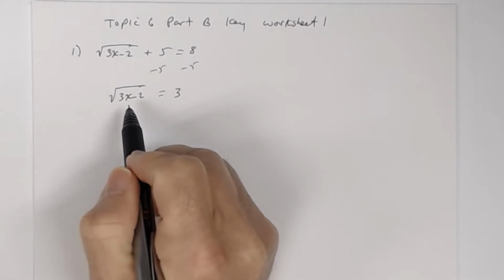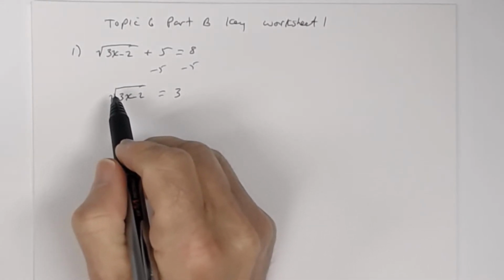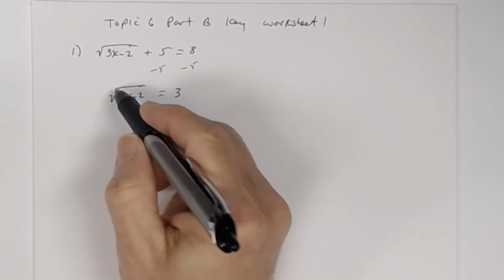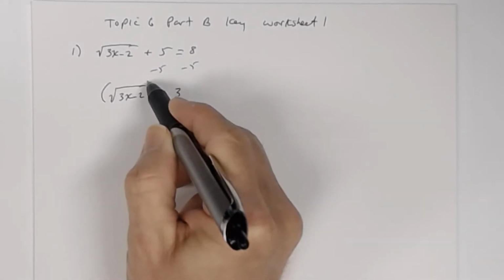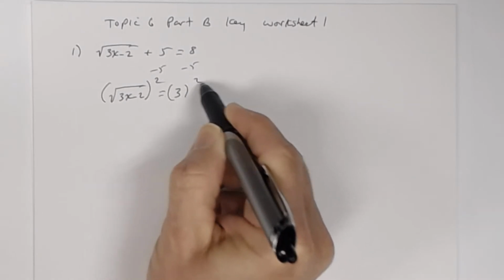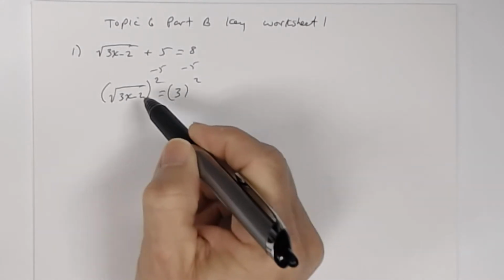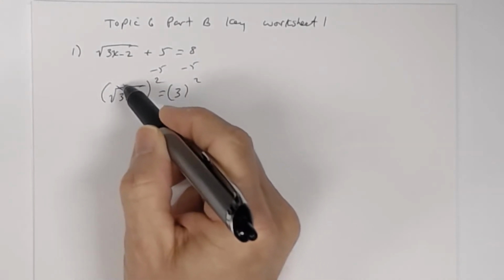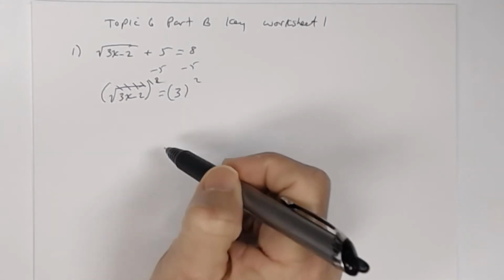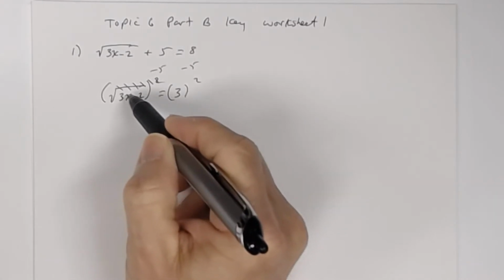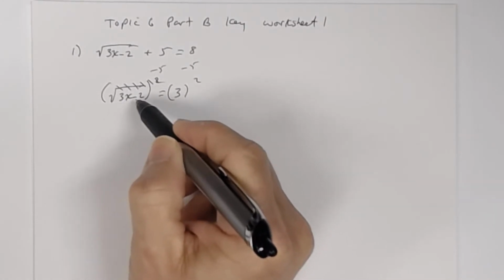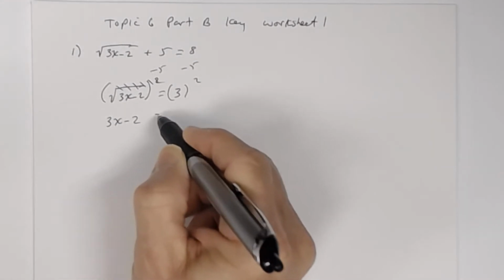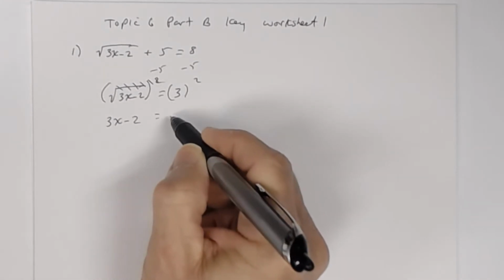And that's an easy thing to do, because remember the opposite of taking the square root is to square both sides. So at this point, I'm going to go ahead and square both sides just like this. All right, so you need to have shown that part. And so the square and the square root are inverse operations, so they undo each other. And so you're left with the radicand. And so the radicand here is 3x minus 2. And so we get 3x minus 2 equals 3 squared, which is 9.